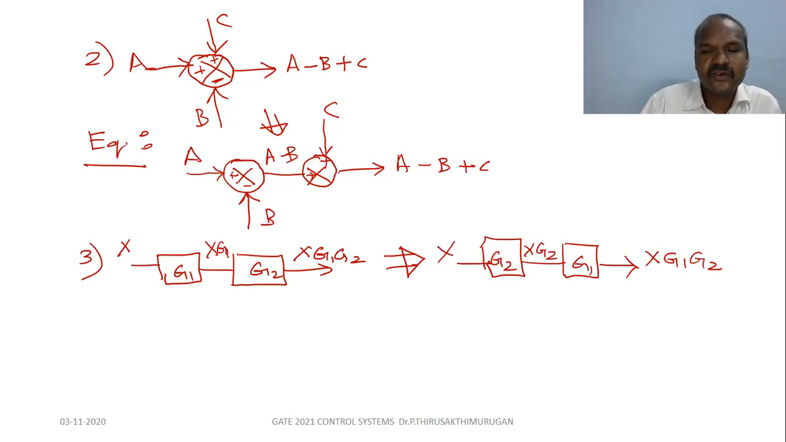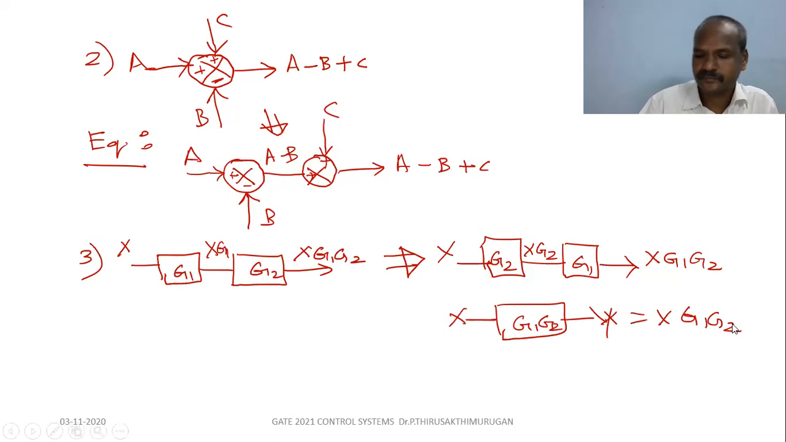We can also simplify this as G1 G2. So X, Y, this one. So Y equal to X G1 G2. Clear?